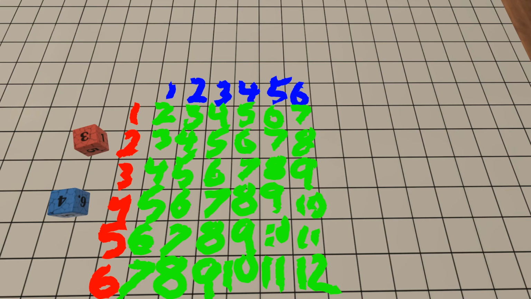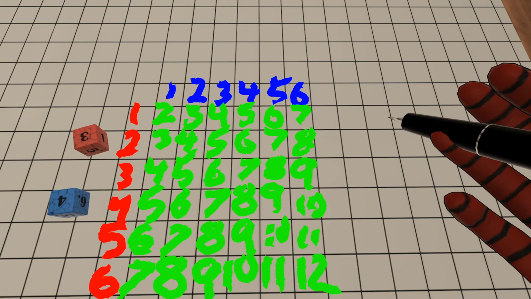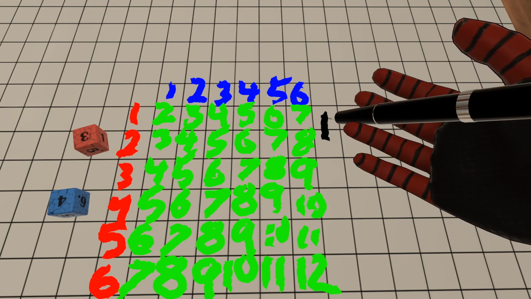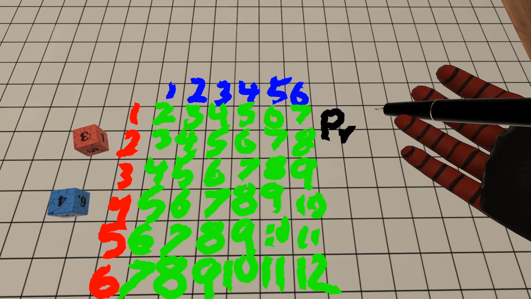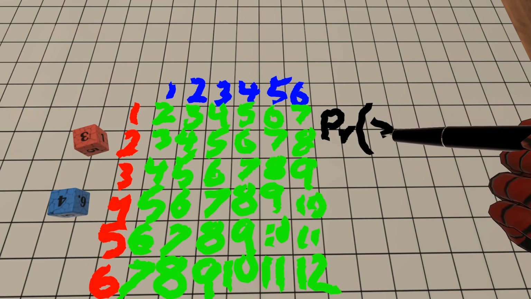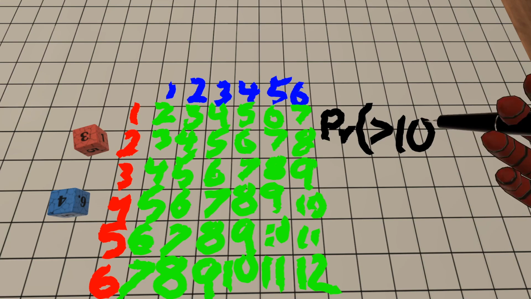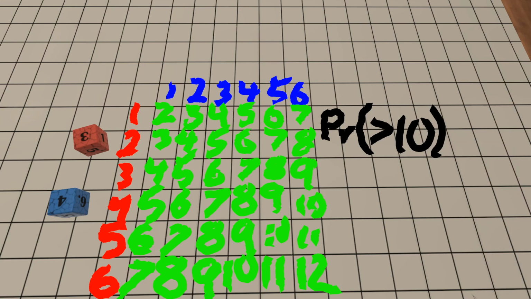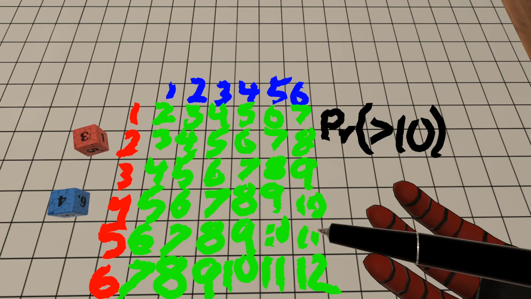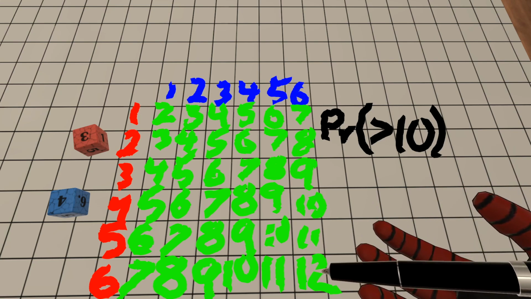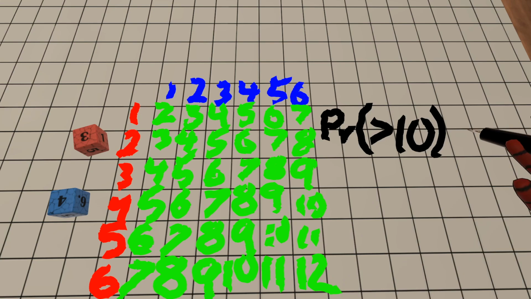Another question you might be asked is, what is the probability of getting a number greater than 10? Write that, P for greater than 10. So this doesn't include the number 10. We want numbers that are greater than 10. So that is the numbers 11 and 12. So the probability of getting a number greater than 10 would be 3 out of 36.